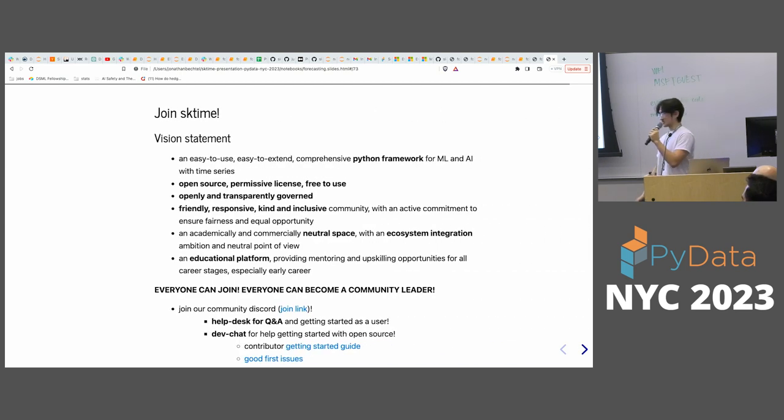So as a final point, SKTime itself is supposed to be a very open, inclusive community. Whoever wants to contribute can, and we make it really easy. All you have to do is join the Discord, and we actually have weekly meetings every Friday where if you want, you can show up, talk to any of the devs, get some one-on-one help with whatever project you're working on.